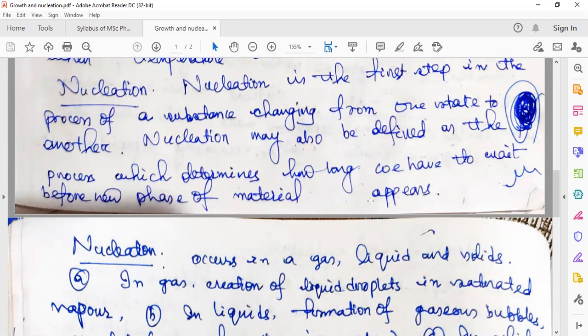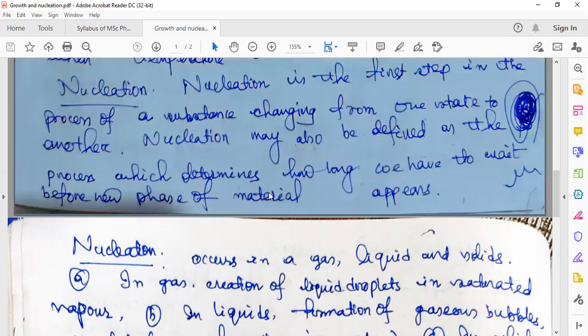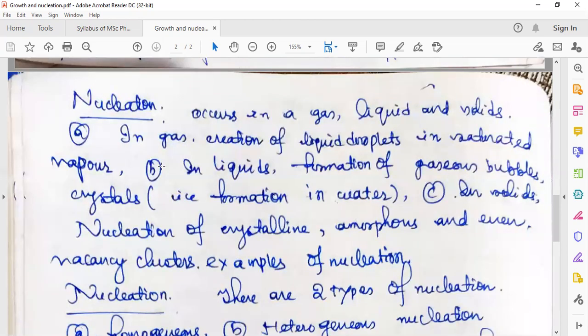Suppose just at the beginning of a new phase, okay? Just at the beginning of a new phase, that state is nucleation. Beginning of a new phase of a material. So a material is being generated, or formed, or synthesized, whatever you call it, just at the stage of the beginning. That stage of the beginning of the material's formation is called nucleation. So how long we have to wait to get the new phase of the material, that is also termed as nucleation.